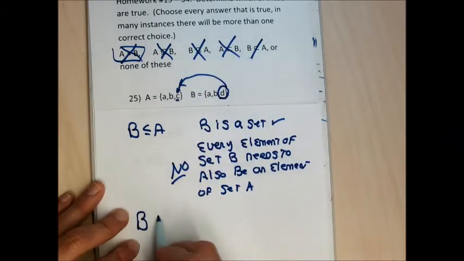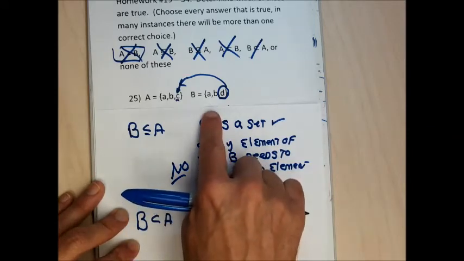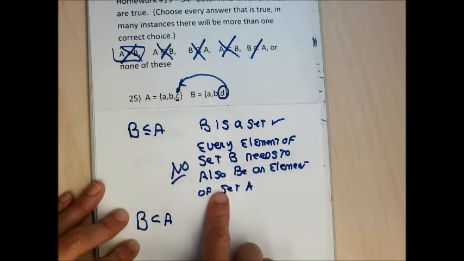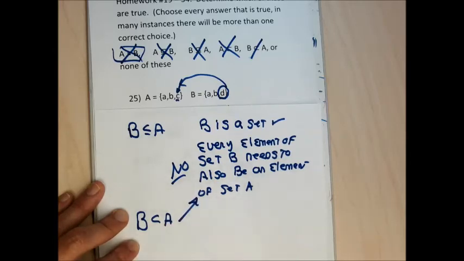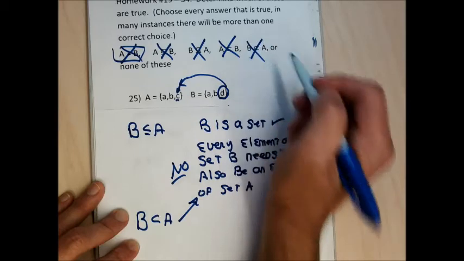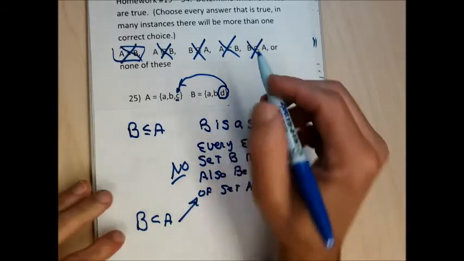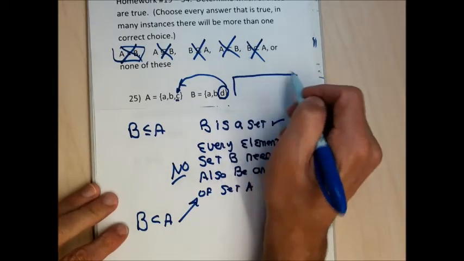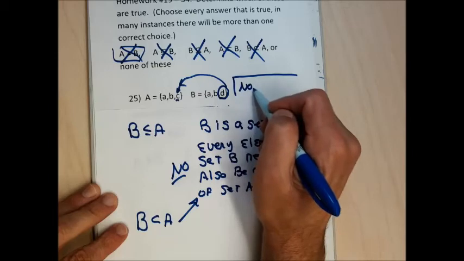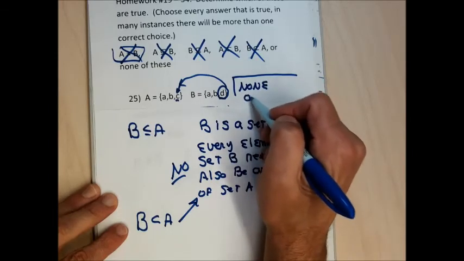And if something's not a subset, it can't be a proper subset, because to be a proper subset, you have to satisfy the two rules of being a subset, and you can't be equal. So this is also going to be no, because there's an element of B that's not in A. So I've crossed out every single choice other than none of these. The answer to problem 25 is going to be none of these.